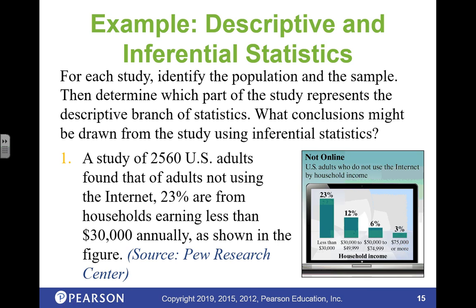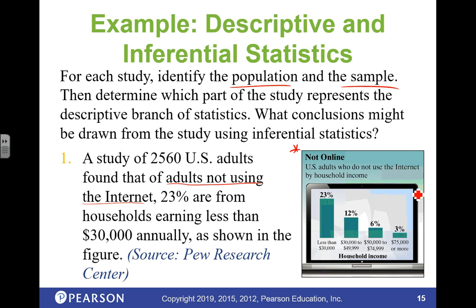So then they give some examples. Here they want us to identify the population and the sample, and then to determine if it's inferential statistics or if it's descriptive statistics. So let's just look at this one. A study of 2,560 U.S. adults found that of adults not using the internet, so we're talking about adults not using the internet, 23% are from households earning less than $30,000 annually. So here's a chart over here.